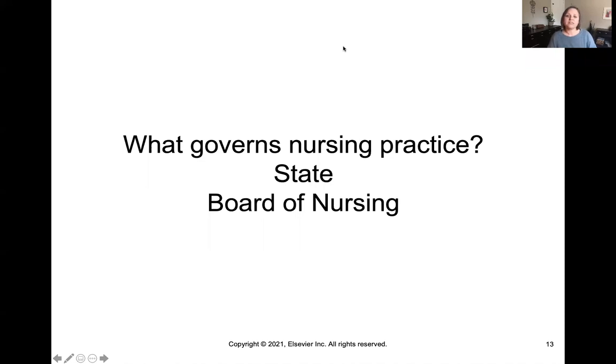And what governs nursing practice is the State Board of Nursing. Oh, can we just pause there? That's a good one to lean into a little bit. The State Board of Nursing. Did you hear it? The State Board of Nursing. It's what governs our nurses' practice.